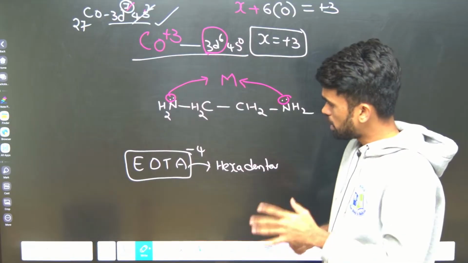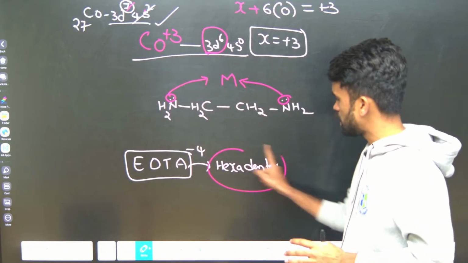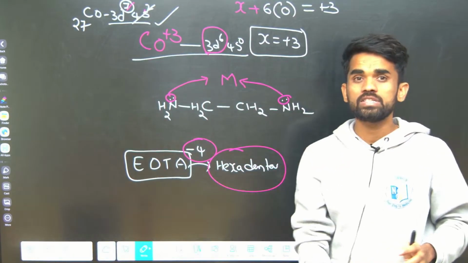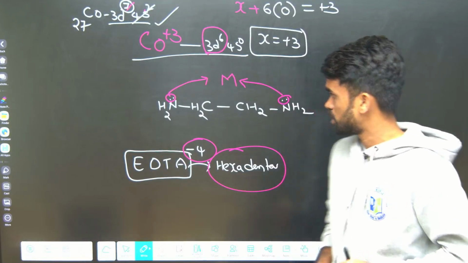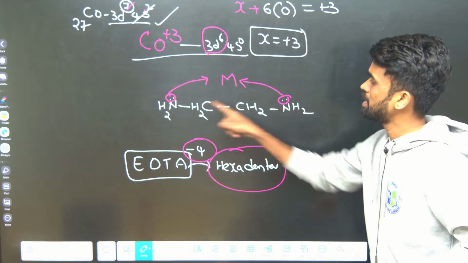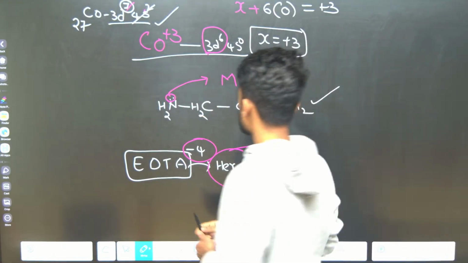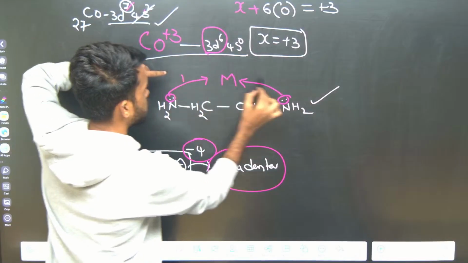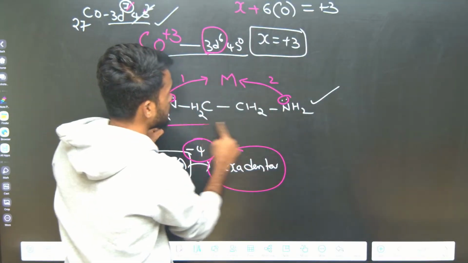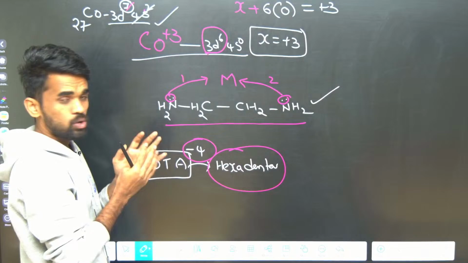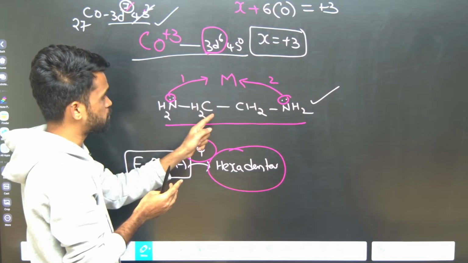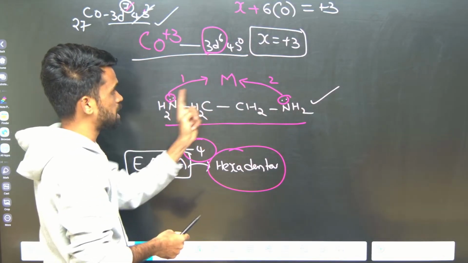Now here EDTA can act as hexadentate ligand when it is in -4 oxidation state. Remember this point. Again, how many dentating sites are there? 2. So I can say this is a bidentate ligand. How many dentations? This side 1, this side 1. So if I ask what is the coordination number of this metal with respect to this ligand, you should say 2, this side 1, this side 1.